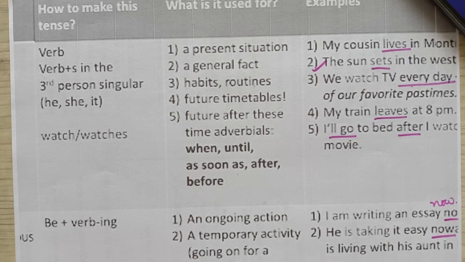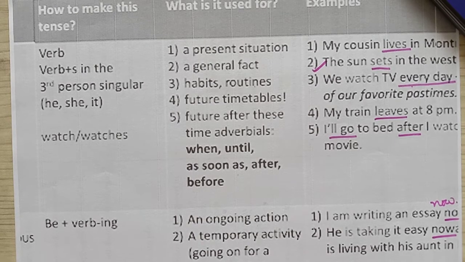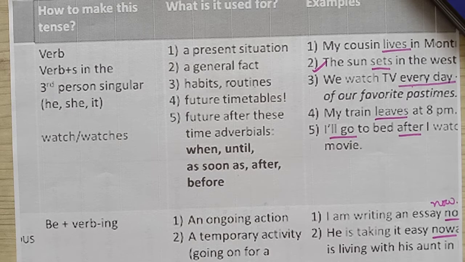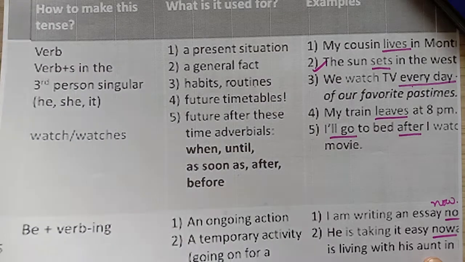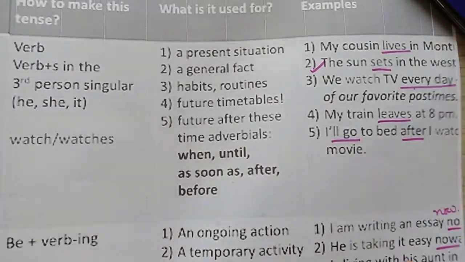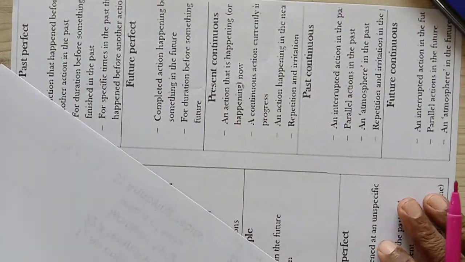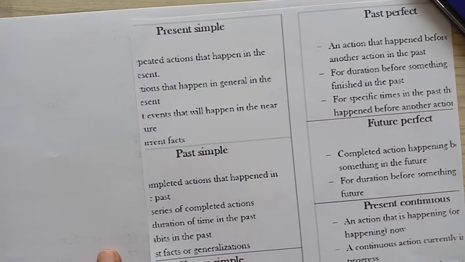He is never listening to a word I am saying actually. He is never listening. Now, a temporary activity going on for a period of time. Annoying habits. Then we have some tenses to be noted like this. Students, just watch this in this form.